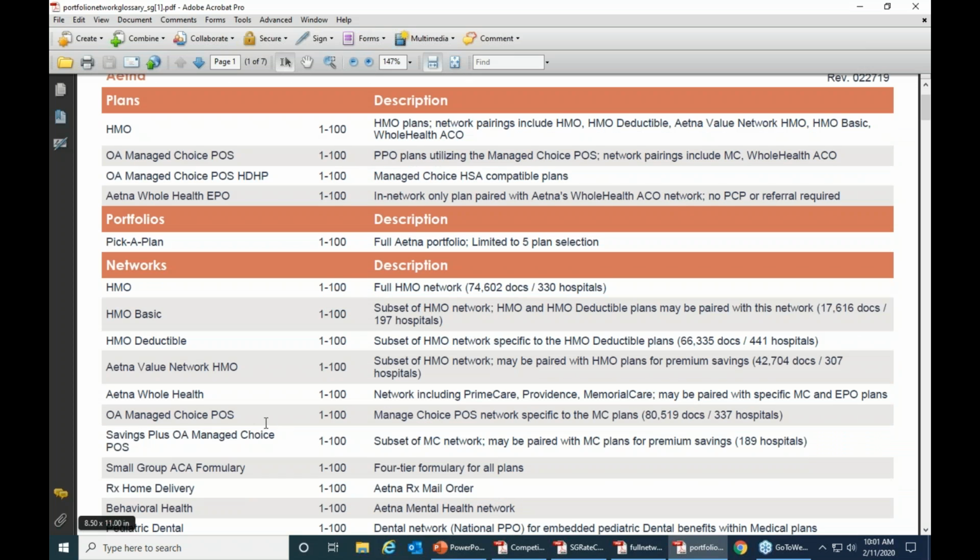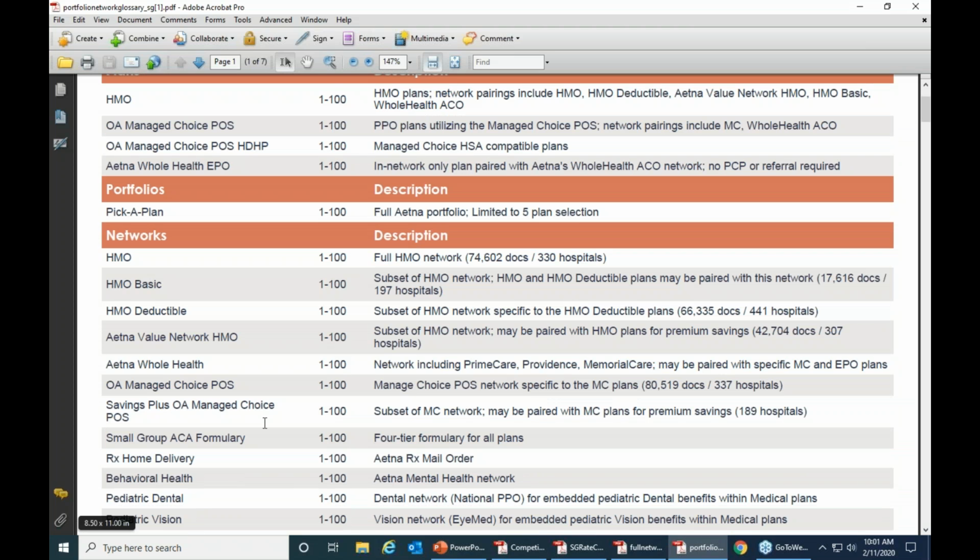Now let's talk about the networks. So if I'm doing an Aetna quote and I see the Value Network HMO and it seems to be cheaper, why is it cheaper? Well, if I come over here, anytime you see subset of the HMO, that means it's narrower. And if I come all the way to the right, it'll tell you the number of doctors and the number of hospitals in that network. You'll notice that the full network is going to be listed on top. That has the 74,000 doctors, 330 hospitals. But if we're going to be saving some money and going to a narrower network, you're going to see how much of a narrower network it is and what exactly it means when you describe that narrower network.